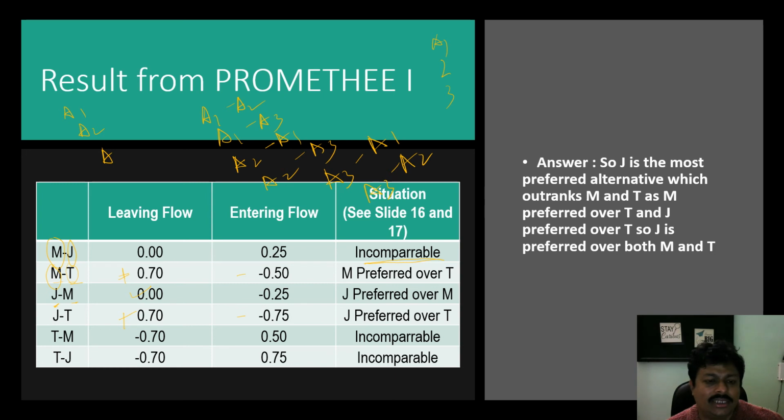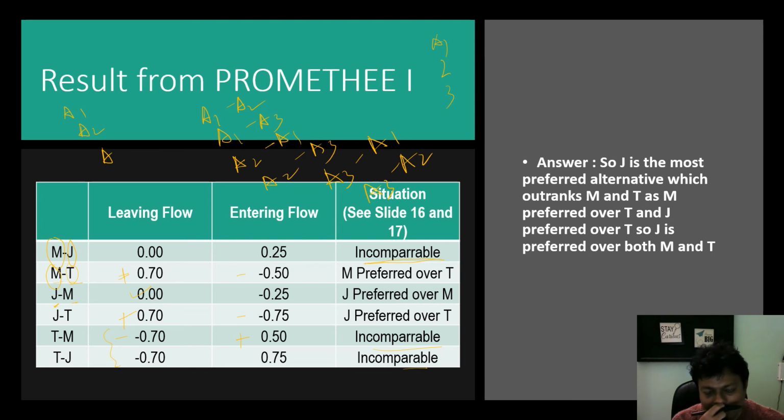However, if the case is reverse, that means the deduction of leaving flow is negative and the deduction of entering flow is positive. This is positive, this is negative. You cannot compare that. You cannot say T is more preferred than M. Okay? So you see, for these two situations, here the leaving flow is negative and entering flow is positive. So this will become your incomparable.